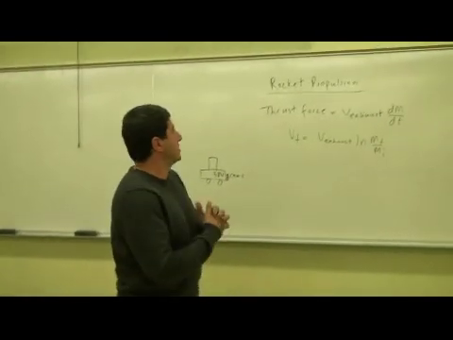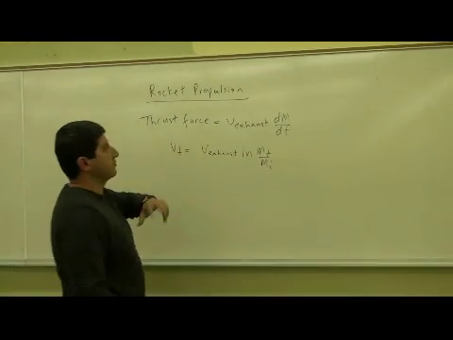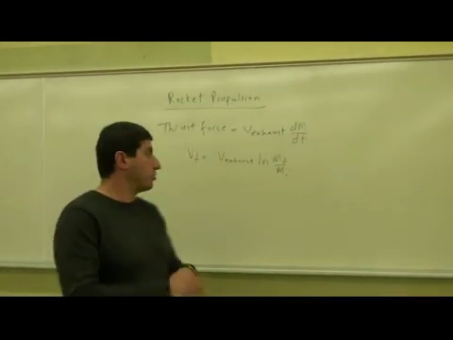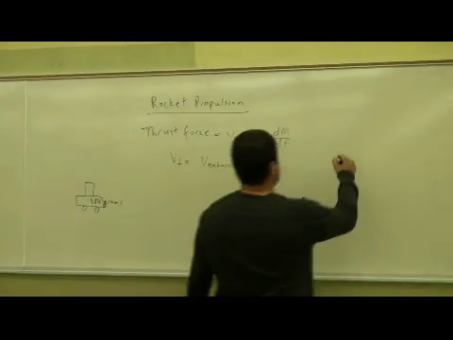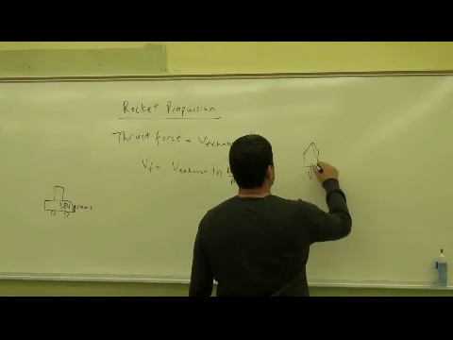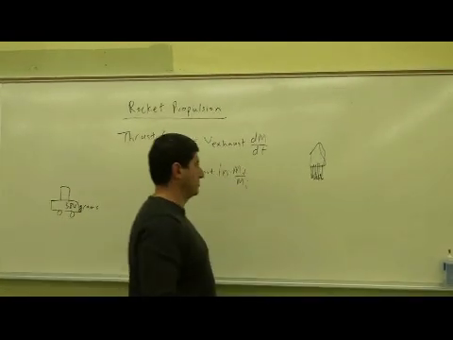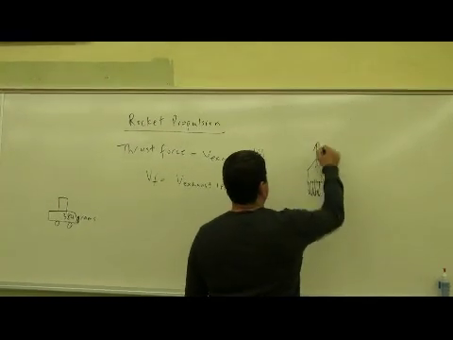Okay, now we're going to illustrate the principle of rocket propulsion. Rocket propulsion is an example of the principle of momentum conservation and impulse. Basically, the concept is that you have some kind of rocket. It's going to release some kind of jet, gas, exhaust, something, and that's going to propel the rocket forward.